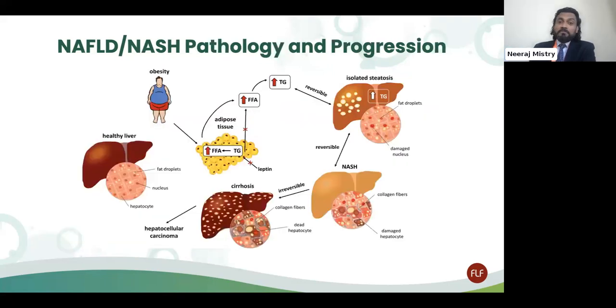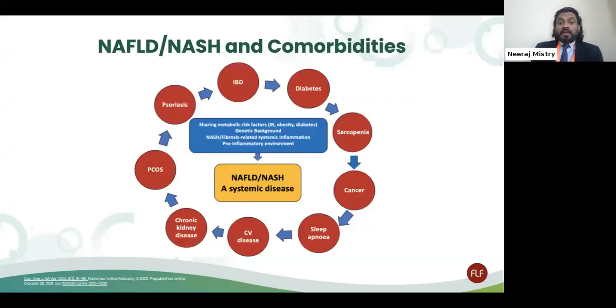Just a bit of 101: on the left-hand side, we have a normal healthy liver. With risk factors like obesity, among others, there is an increase in the blood concentration of fats, which are then stored in the liver and cause irritation that leads to inflammation and, over time, fibrosis and cirrhosis. So that's NASH in a nutshell.